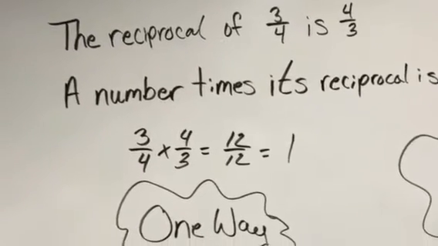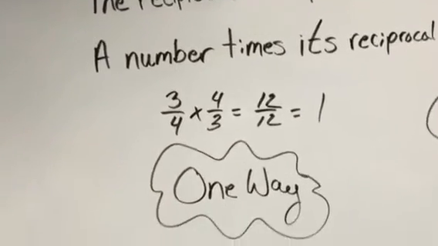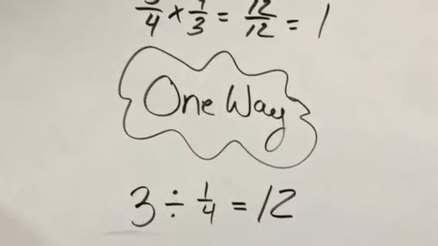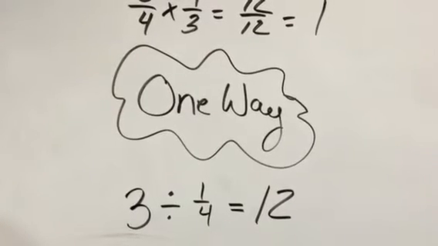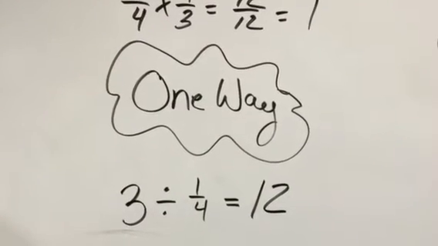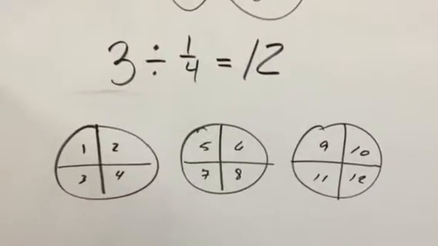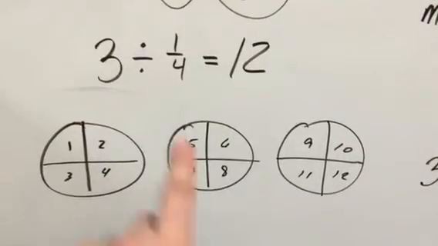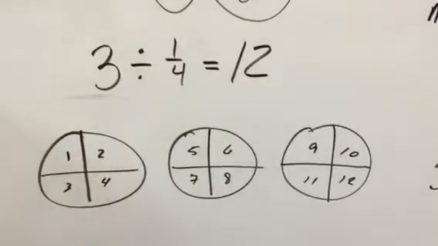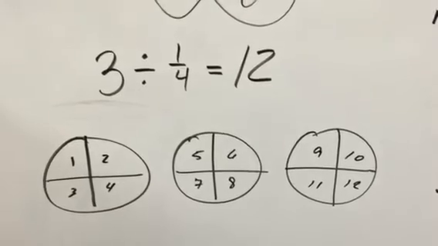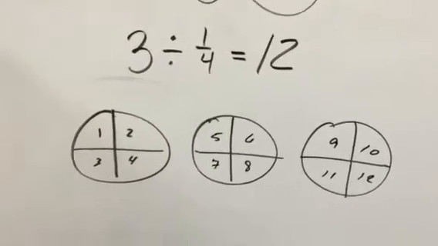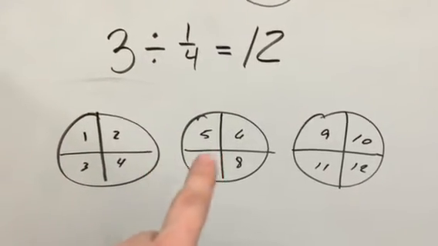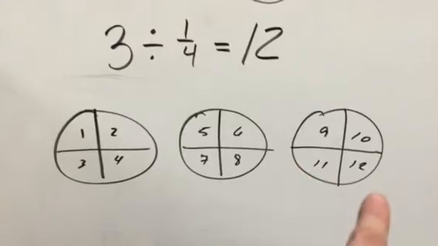Let's hold off on the reciprocal talk for now, and let's look at maybe a more easily understandable way to divide fractions. If I have 3 divided by 1/4, I know the answer is 12. Let me show you how I got that. I took 3 circles, and I divided them into fourths. So I had my 3 circles, 1, 2, 3. I divided each one into fourths, 1, 2, 3, 4. And then I counted for each one of them. So 1, 2, 3, 4, 5, 6, 7, 8, 9, 10, 11, 12.